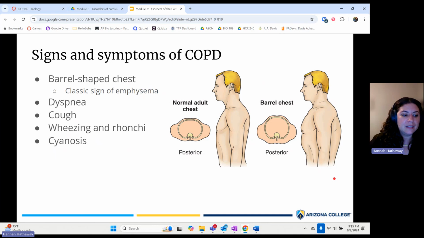Whereas someone who has chronic bronchitis as their underlying cause of COPD, we call those pink puffers. They are going to have more shortness of breath, but they won't usually have the barrel chest. For what you need to know, you should definitely know that trouble breathing and cough are signs and symptoms of COPD. And it's also good to know that a barrel-shaped chest specifically is a sign of emphysema-associated COPD.